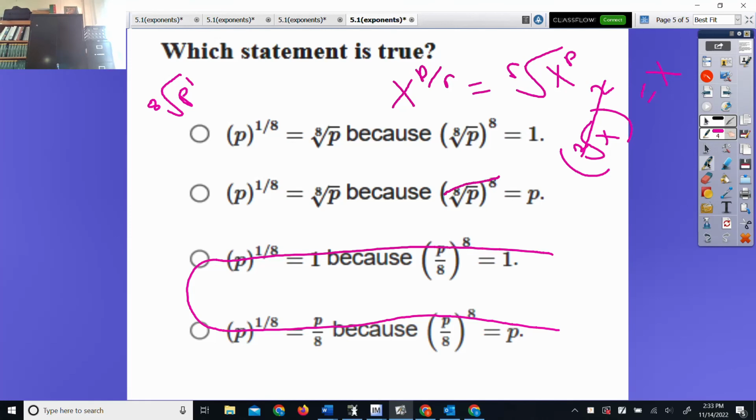The 8's cancel. Oh, yes, I get it. Okay. That makes a whole lot more sense. By the way, memorize those, or you're up the creek without a paddle, so to speak.